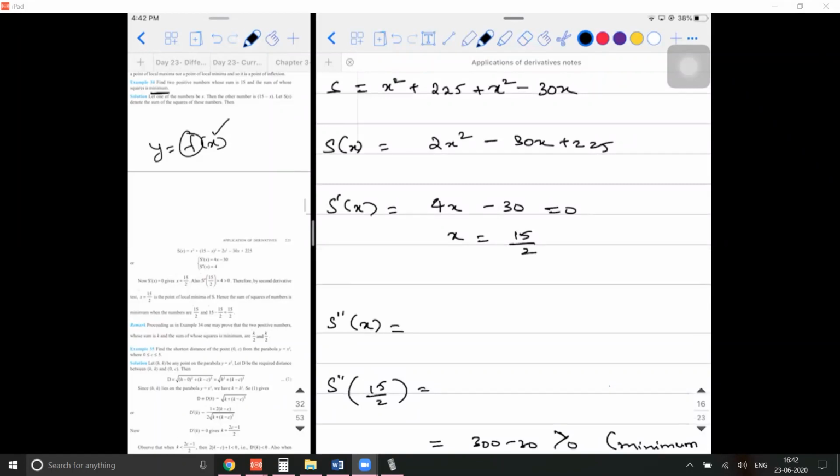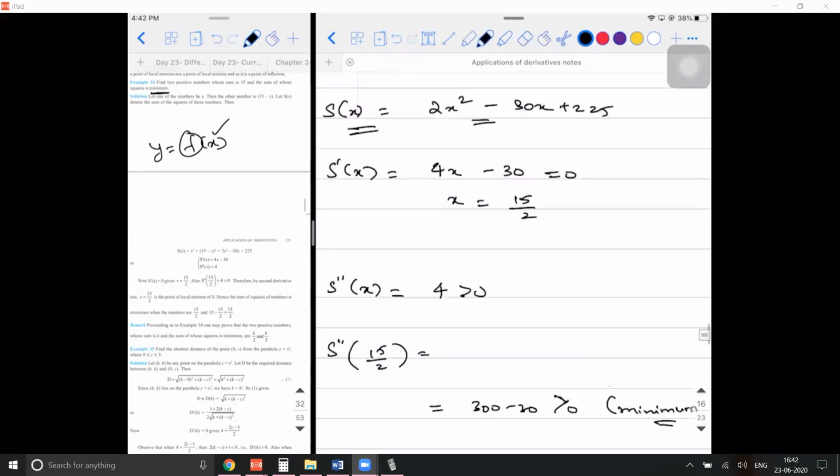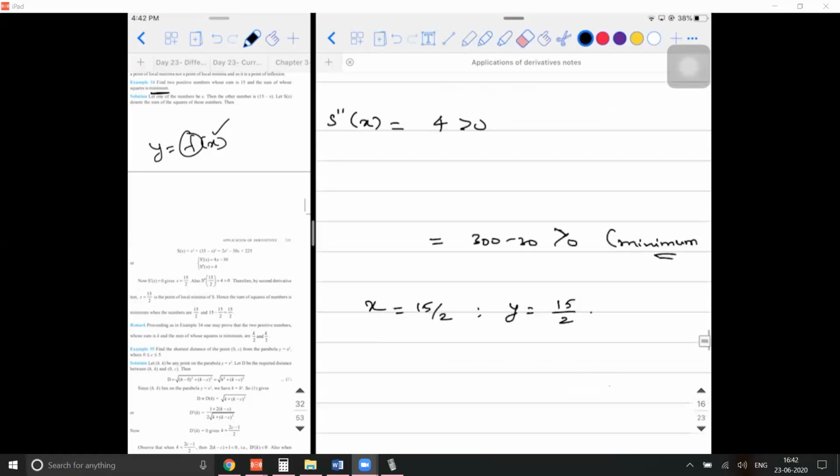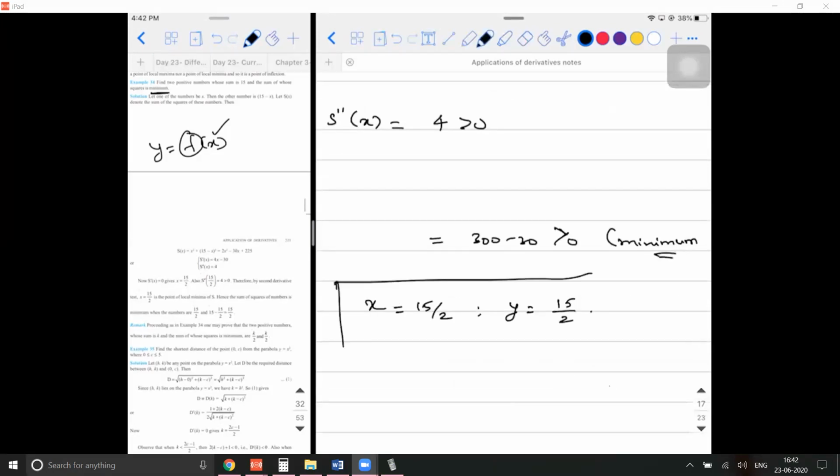Oh, so I differentiated this again. Oh, s double dash of x is 4. Okay, it is positive, that's it. So I looked at this thing and got confused. Okay. So I need not do s double dash of 15 by 2 also. So s double dash of x is by default positive. Okay. So 15 by 2 and 15. I hope it is clear.